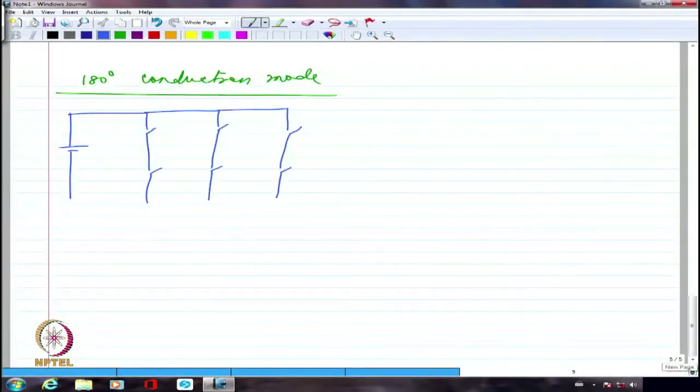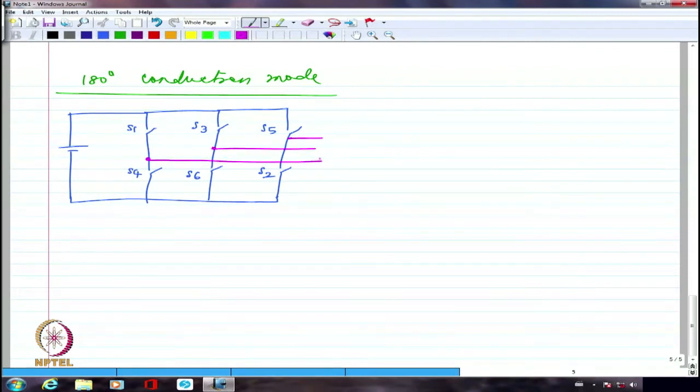So in 180 degree conduction mode, this is S1, this is S4, S3, S6, S5 and S2. And we are going to have A phase, B phase and C phase star connected. Again, I am taking star connected loads. Okay? Delta and star normally would be a dual of each other. So please draw the waveform corresponding to delta a little later for 120 as well as 180. You would see that the phase voltages and line voltages reverse their roles, actually in terms of the shape of what you get.